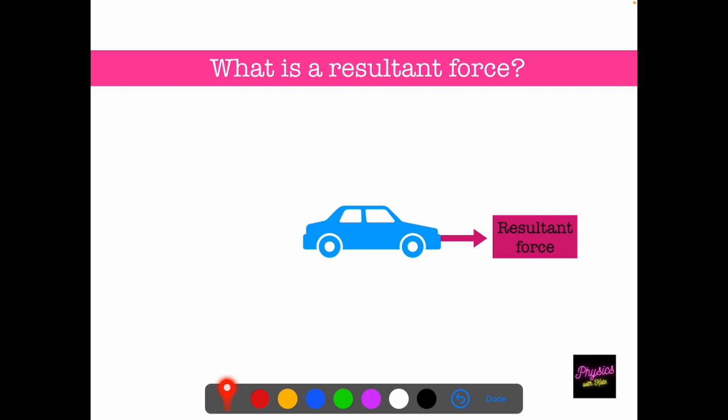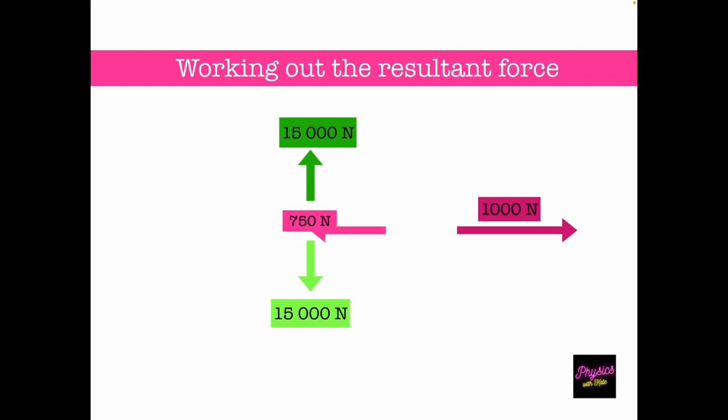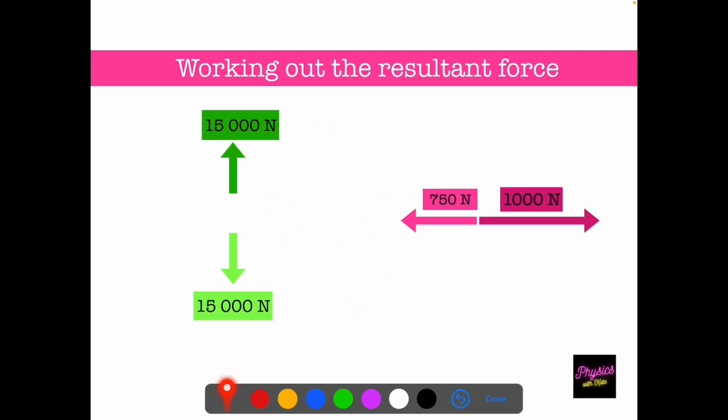So let's start with the forces that are acting exactly in opposite directions. So in this case, we've got 2 vertical forces and they both have the same size. So these are going to cancel each other out. So the total resultant force here vertically is 0 newtons.